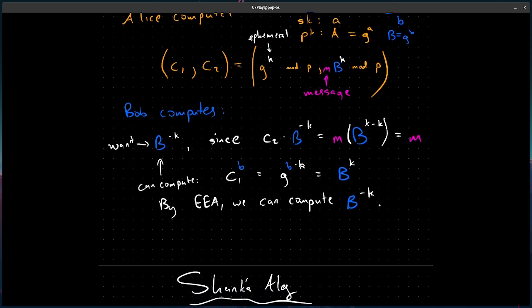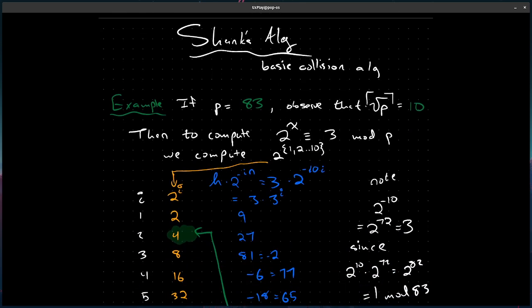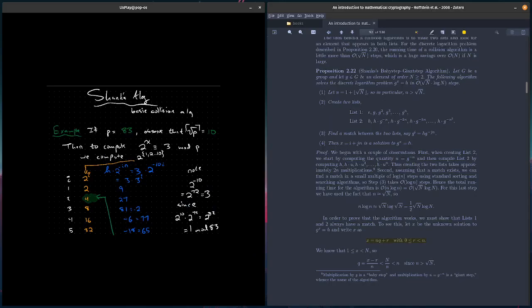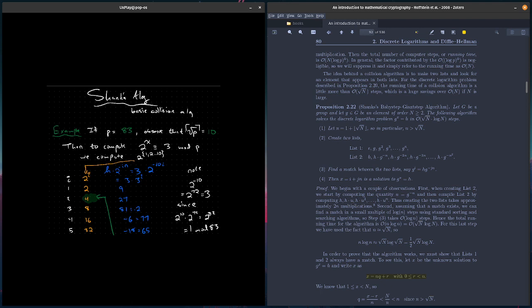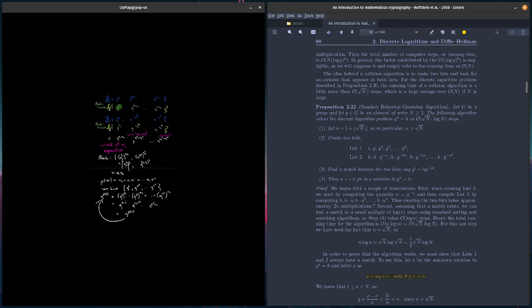I am going to continue now onto Shank's algorithm. See some comments here. We're going to get onto an example of Shank's algorithm. And so Shank's algorithm is this. Colors are wonderful. That's great to hear. We're going to get onto Shank's algorithm here.